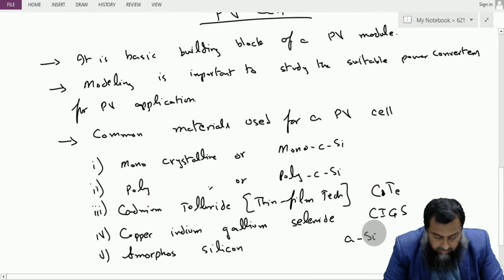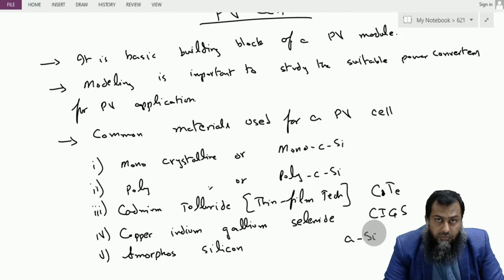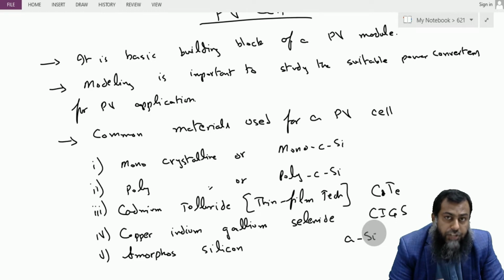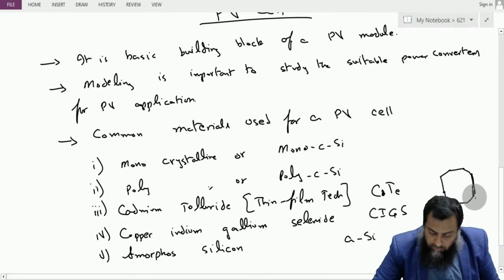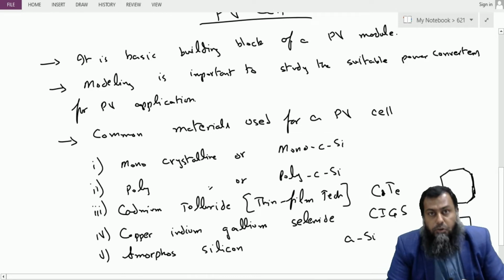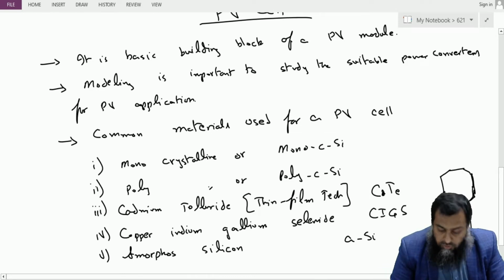These materials have varying characteristics which are not only limited to the efficiency of these cells but also distinguished by the shape and color of the photovoltaic panel. For example, the monocrystalline usually has this type of shape and is black in color, whereas the polycrystalline is square shaped with a bluish color. I will showcase these to you shortly as well.